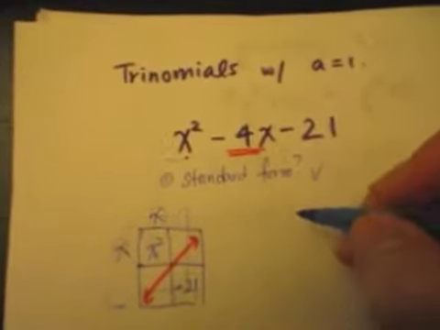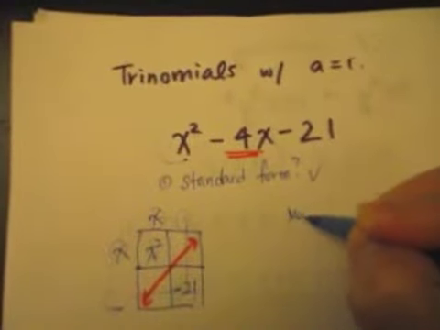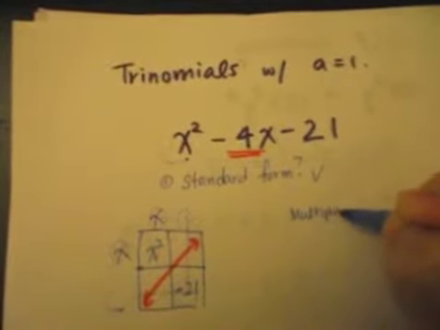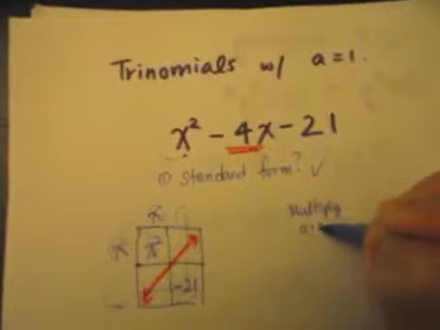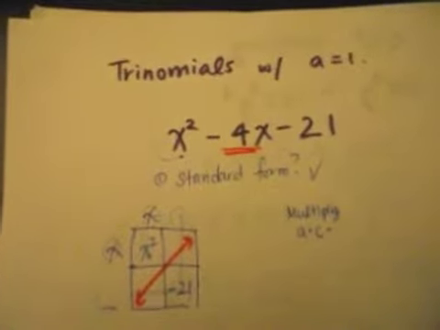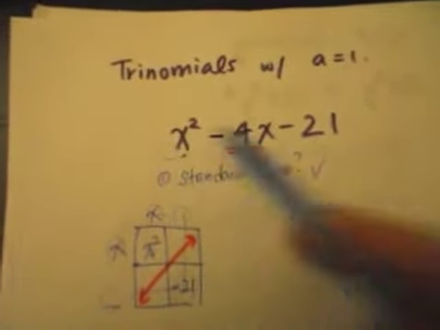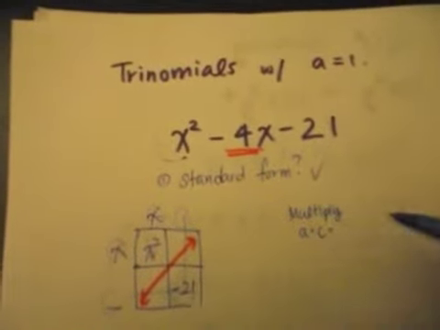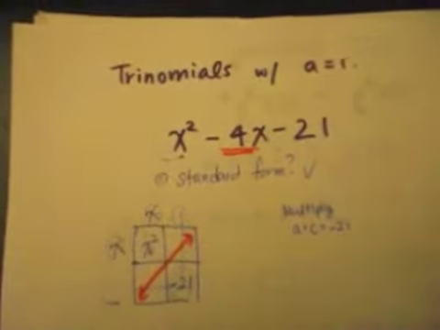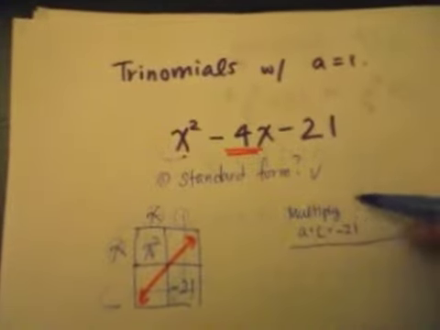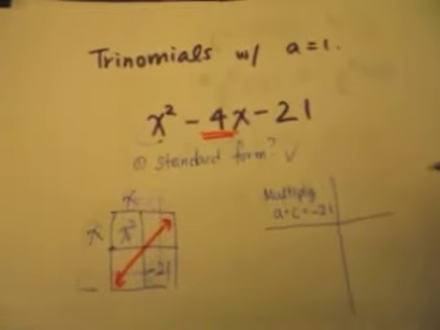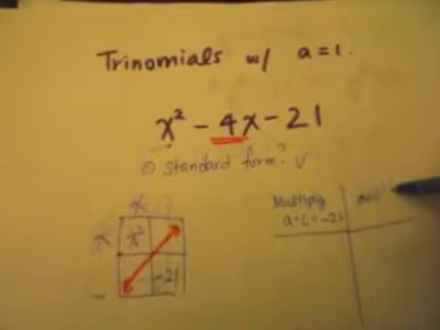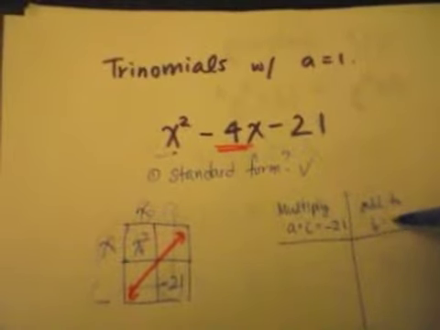So what do we do next? We set up our chart. And again, I always want you guys to set up your chart like so. You multiply to a times c. The a is 1, the c is negative 21. So a times c will always be negative 21 in this problem. Setting up my chart, you want to add to b, which is negative 4.